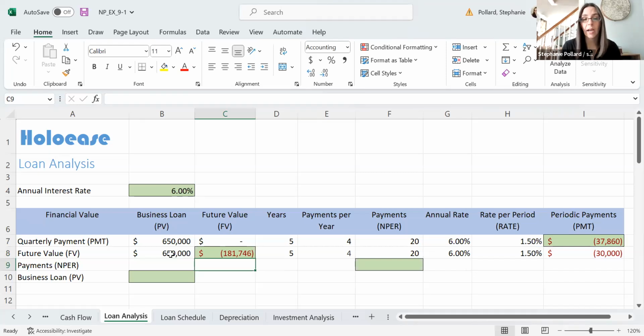So when I hit enter, I see I have a red value, right? It's in parentheses, so this is a negative. And it's negative $181,746. So what this is telling me is that the company will still owe $181,746 at the end of the 5 years if we don't make that full payment, if we're only making $30,000 in those payments instead. So that's a lot of money to still owe at the end of 5 years, right? So that's maybe not quite working for us.